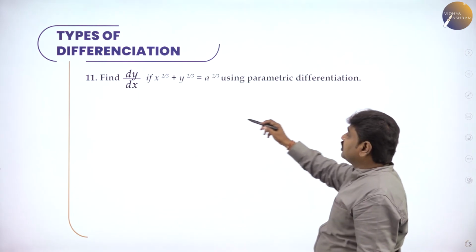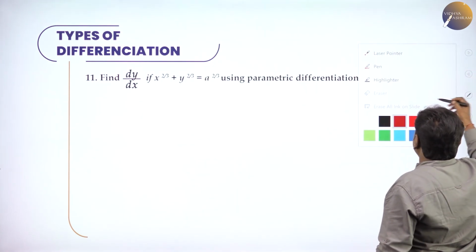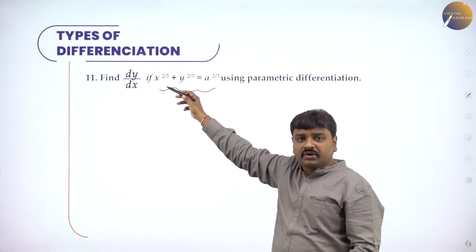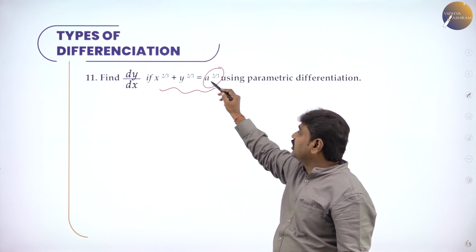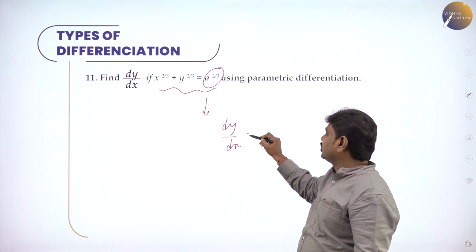Every problem we have discussed today is important. I am leaving this problem for you. This is also one of the important problems you can do. Just I'll give the hint: x power n formula and y power n formula. A power n, this is constant. Derivative of this will become 0. Please do this and find dy by dx. That is a task for you.